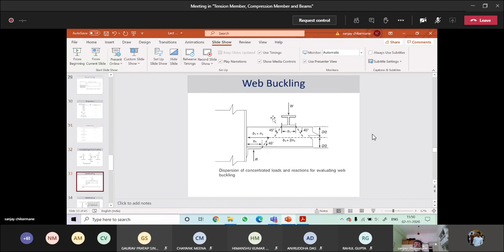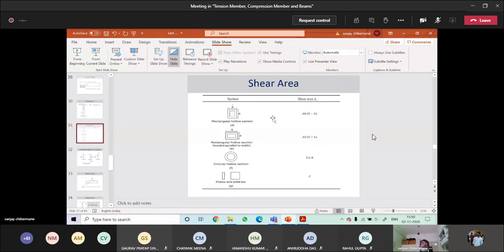We will talk about web buckling and web crippling in the next class. But until now, we have been able to figure out how to design a beam which is laterally supported, how to design a beam which is laterally unsupported, and how to design a beam for shear. Are we good with this till now?